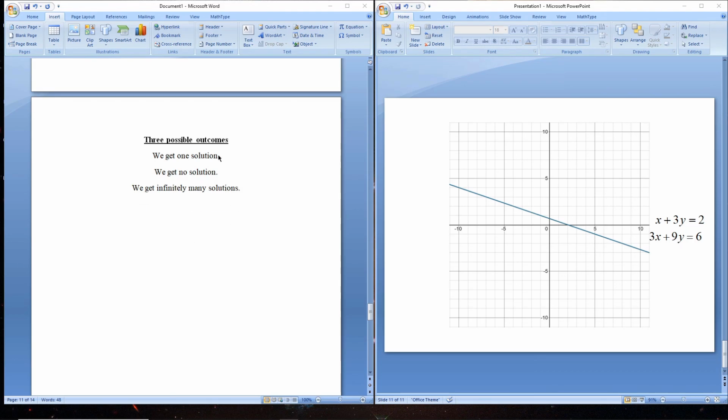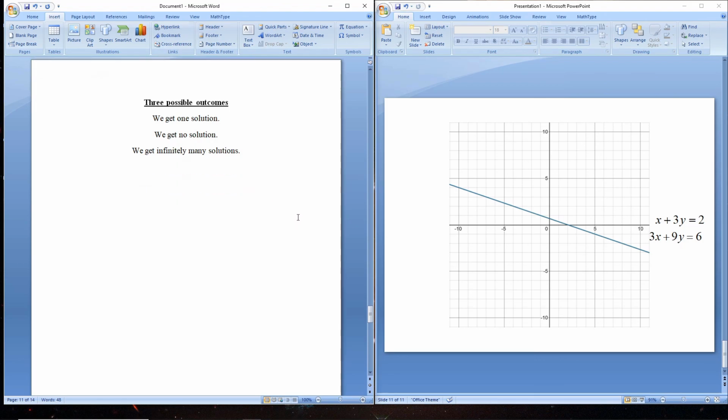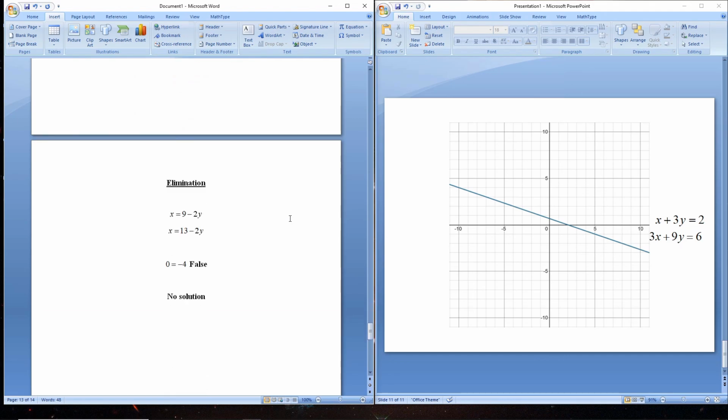If you get one solution, then you simply give that solution. If you get no solution, then that's what you would select. For the MyMathLab, there's going to be an option that you select for no solution. And then they'll also give you another option for infinitely many solutions. So I will talk to you next time.